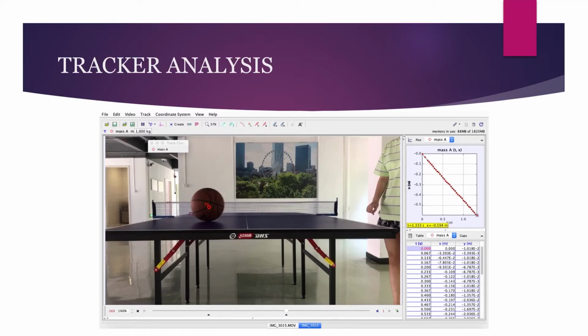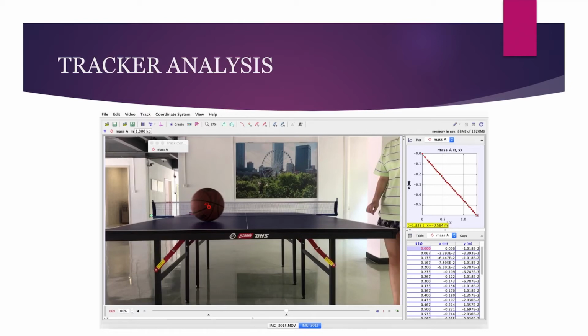And then I marked the average position of the basketball in each frame, and we can see Tracker provides us with a position versus time graph. It's correct because in the video the ball goes towards the left, which is in the negative x direction. The graph shows as time goes, the position of the basketball goes down from negative 0.1, negative 0.2 to negative 0.5, which corresponds to the coordinate system I set.